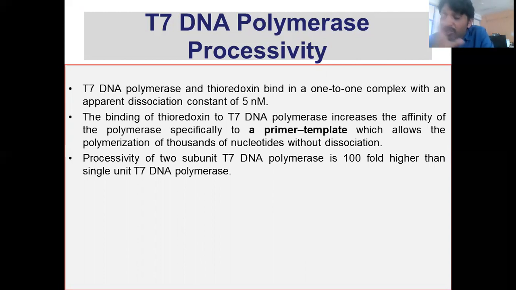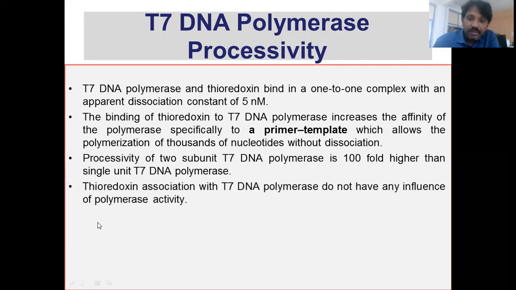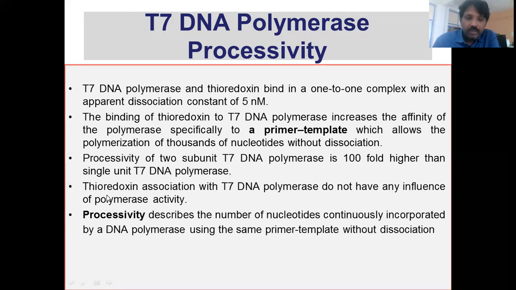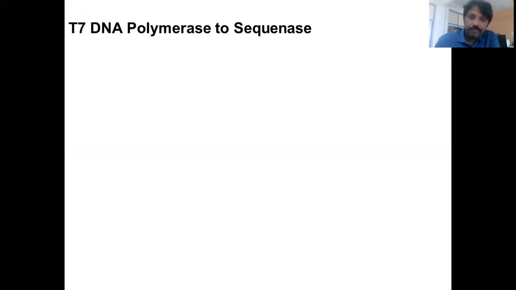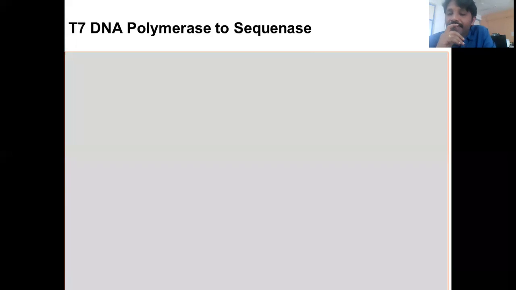You see, almost 1000-fold difference between them. Thioredoxin is increasing the affinity of the complex to the primer and template complex. Because of that reason, the two-subunit T7 DNA polymerase has the highest processivity. So you see, processivity describes the number of nucleotides continuously incorporated by a DNA polymerase using the same primer and template without dissociation, right? So here the T7 DNA polymerase has high processivity.